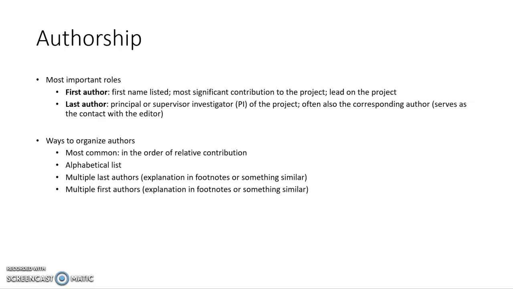So the most common way to organize authors is the order of relative contribution, which is the first author is the one who did the major work, the major writing, the major revising, the major drafting. And sometimes that can cause conflict, because sometimes the second or third authors feel they've done as much, if not more, than the first author.